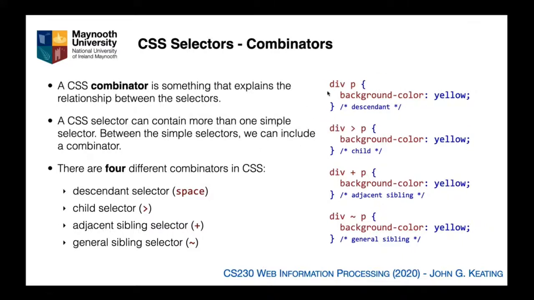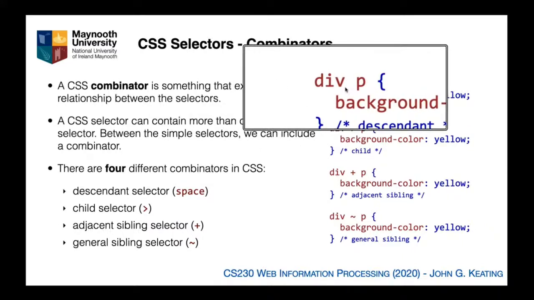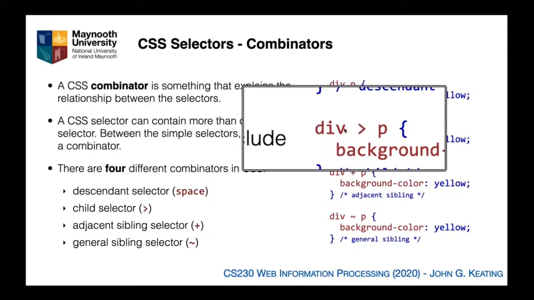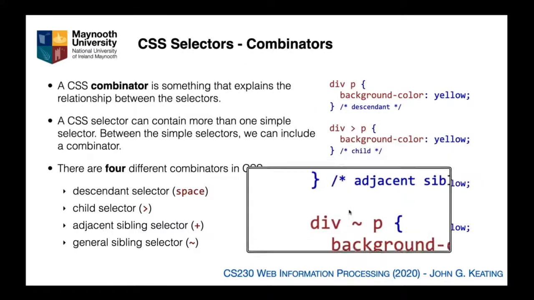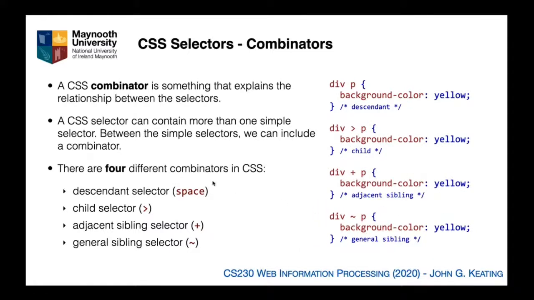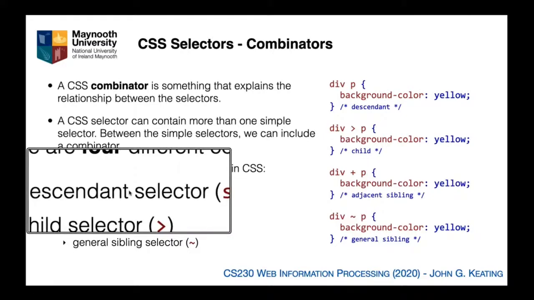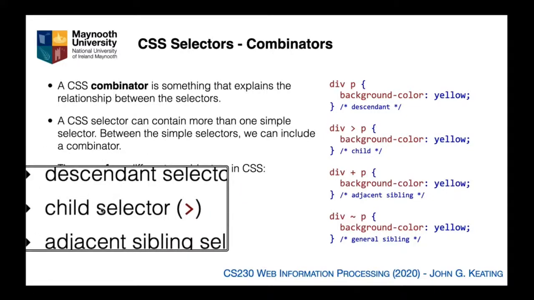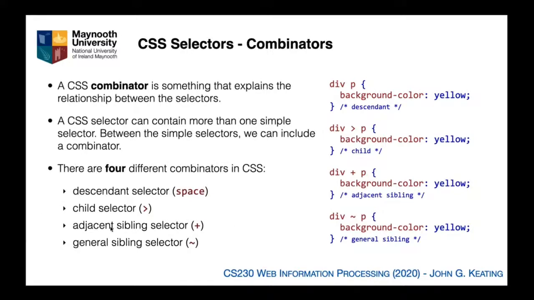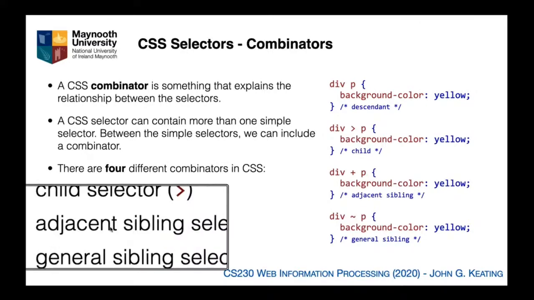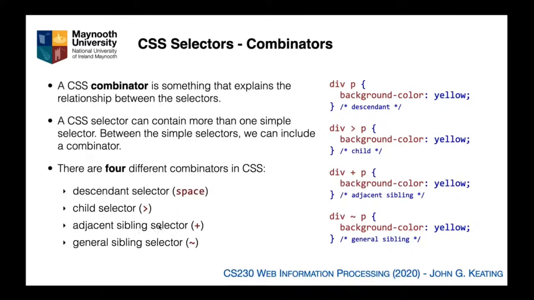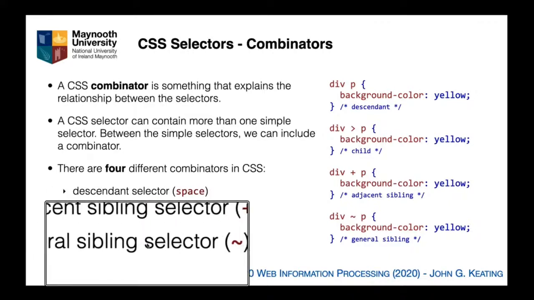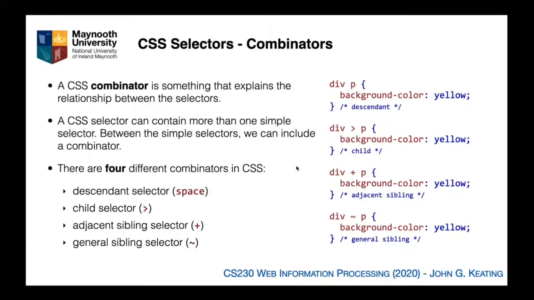There are 4 combinators. We could have a space between the 2 elements, a greater than symbol, a plus symbol, and a tilde symbol. The first one, the space, tells us that this is a descendant selector. The next one, the arrow, is a child selector. Then we have an adjacent sibling selector, which is a plus, and a general sibling selector, which is tilde.